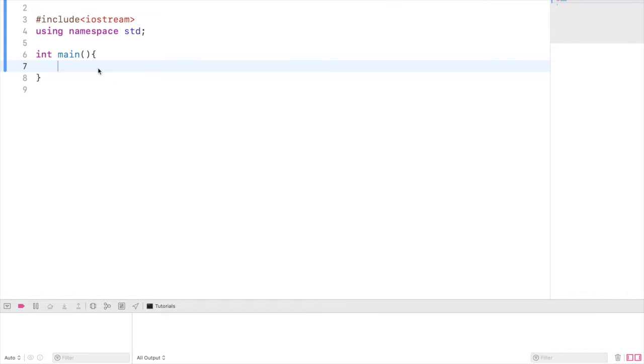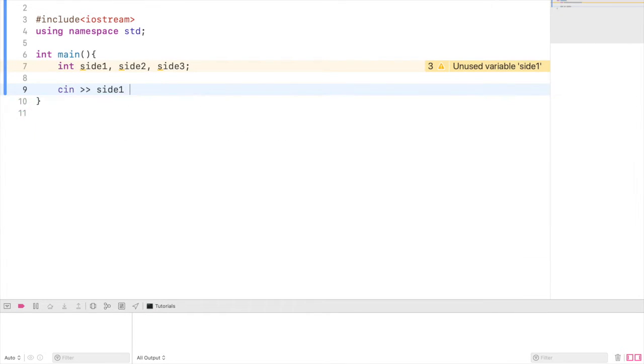So we can begin by declaring the three variables that represent the three sides of the triangle. So let's call them side 1, side 2, and side 3. And we can also input the variables by using cin. So we'll do cin side 1, side 2, and side 3.